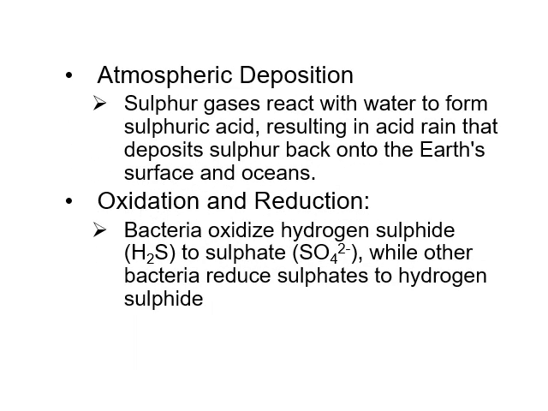Okay, what else do we have? Atmospheric deposition, meaning sulfur gases react with water to become sulfuric acid. It comes down as acid rain, which deposits sulfur back onto the earth's surface and also the ocean. Next is the process of oxidation and reduction. Bacteria oxidize hydrogen sulfide into sulfate, while other bacteria can reduce sulfate to hydrogen sulfide, changing from one form to another.